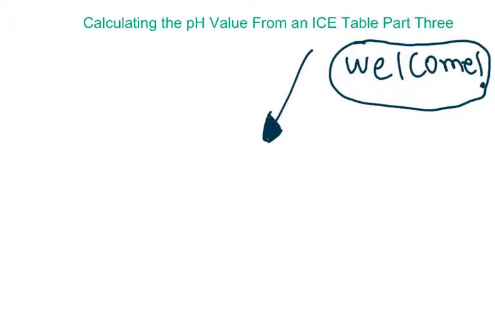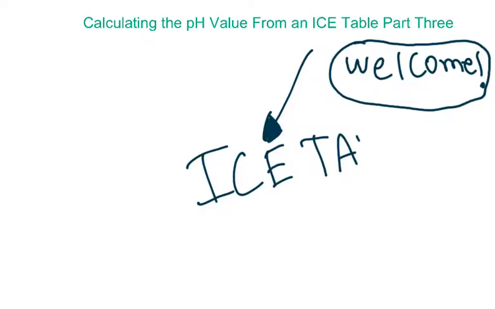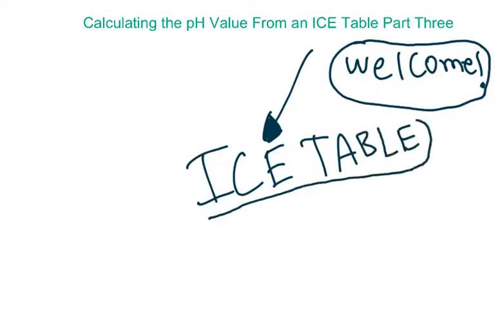Alright, so we'll be working with an ice table again. And we've already done two other examples of this, so make sure to go and check those videos out. This will probably be our last example, but it's good that we get a little bit of practice calculating pHs from ice tables so that when we get to titrations, things will be a little easier. So let's go and get started.